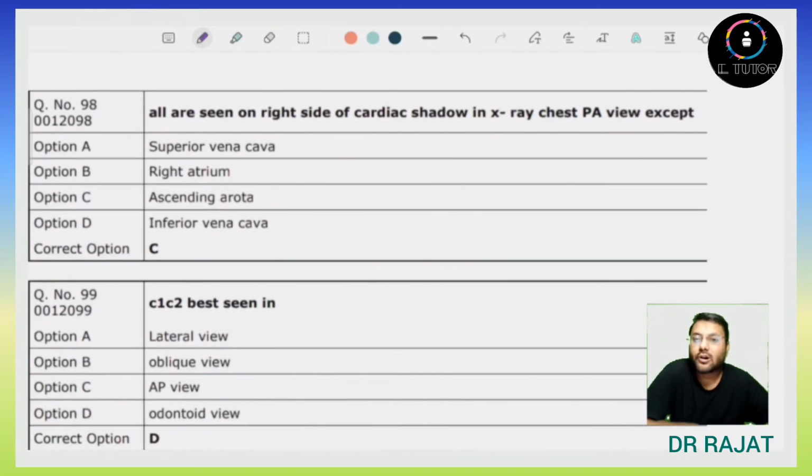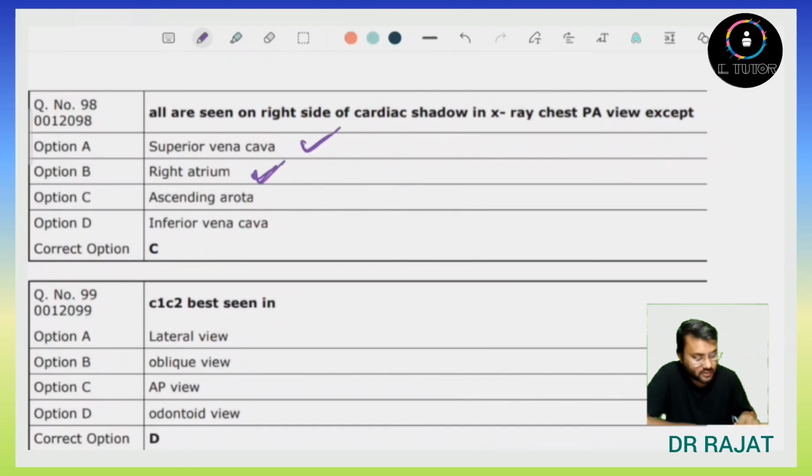Next question is all are seen on the right side of cardiac shadow in X-ray chest PA view except. So they are asking mainly about the right border or the right side of the cardiac shadow in X-ray. So superior vena cava will form, this is true. Right atrium of course will form.